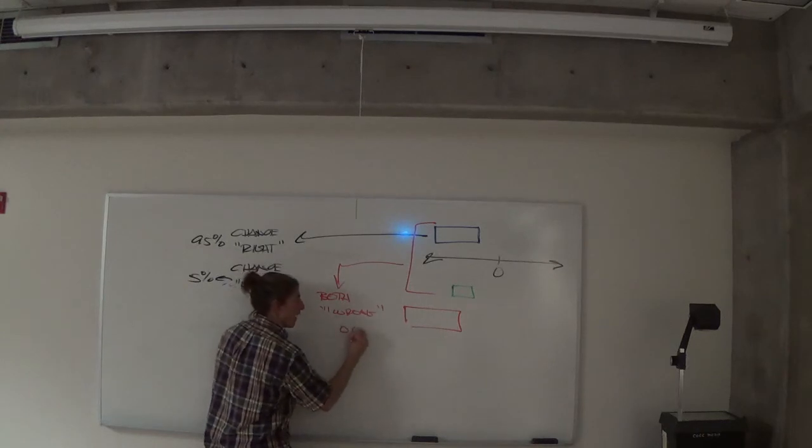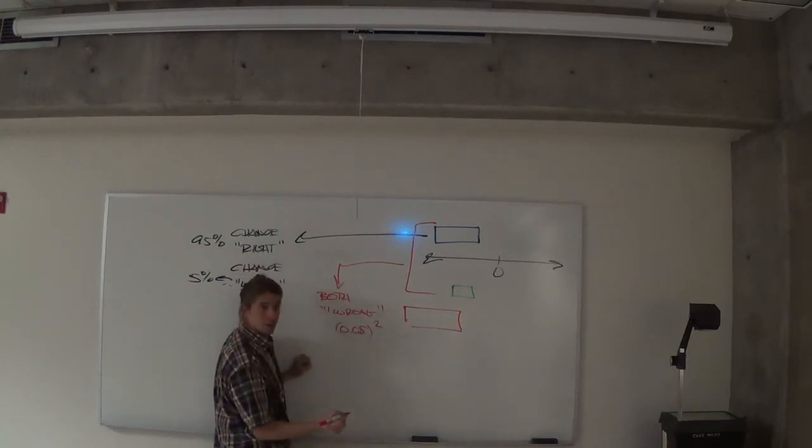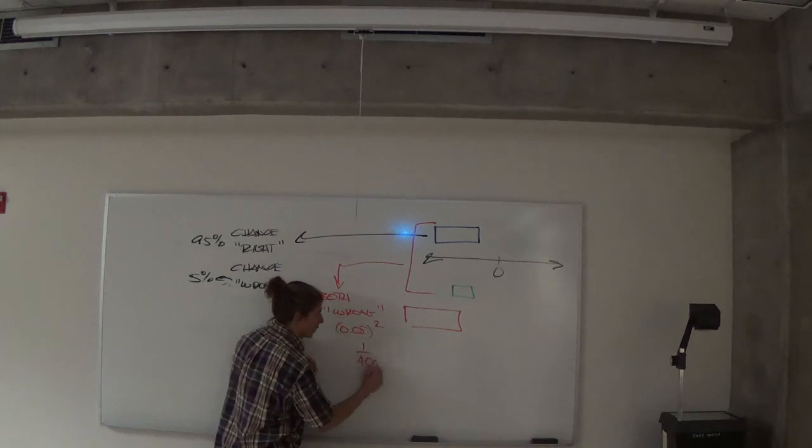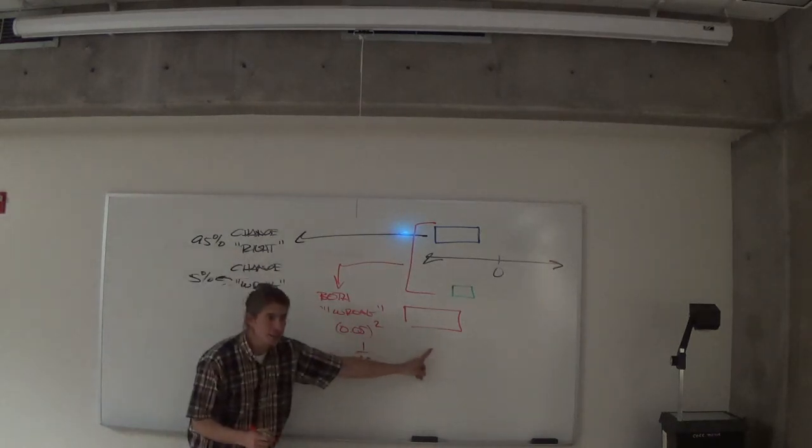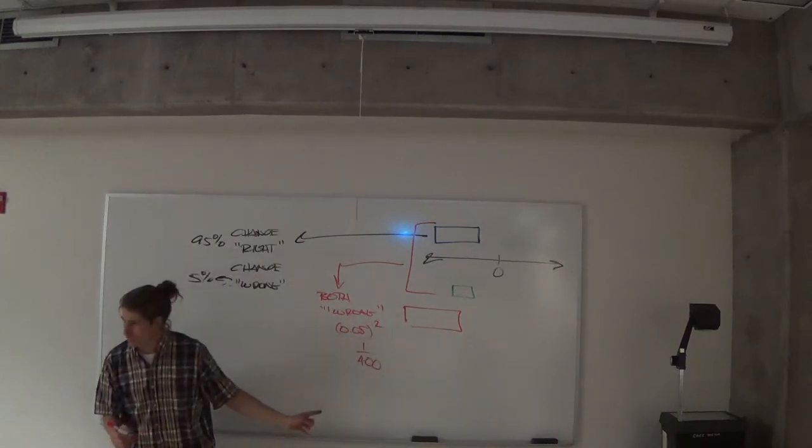is 5% squared, which is 1 in 400. It went from 1 in 20 to 1 in 400. And if you see it a third time, it's going to be 1 in 8,000.